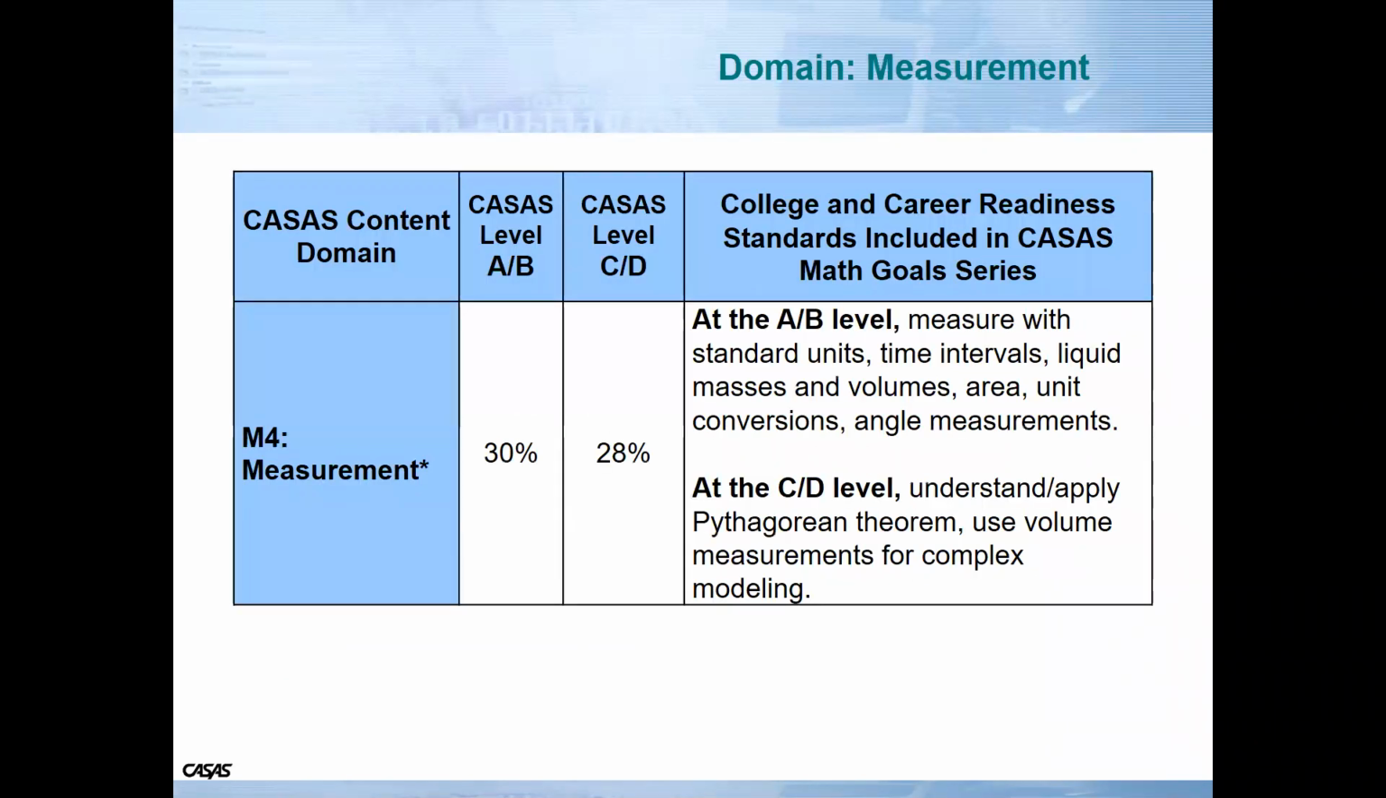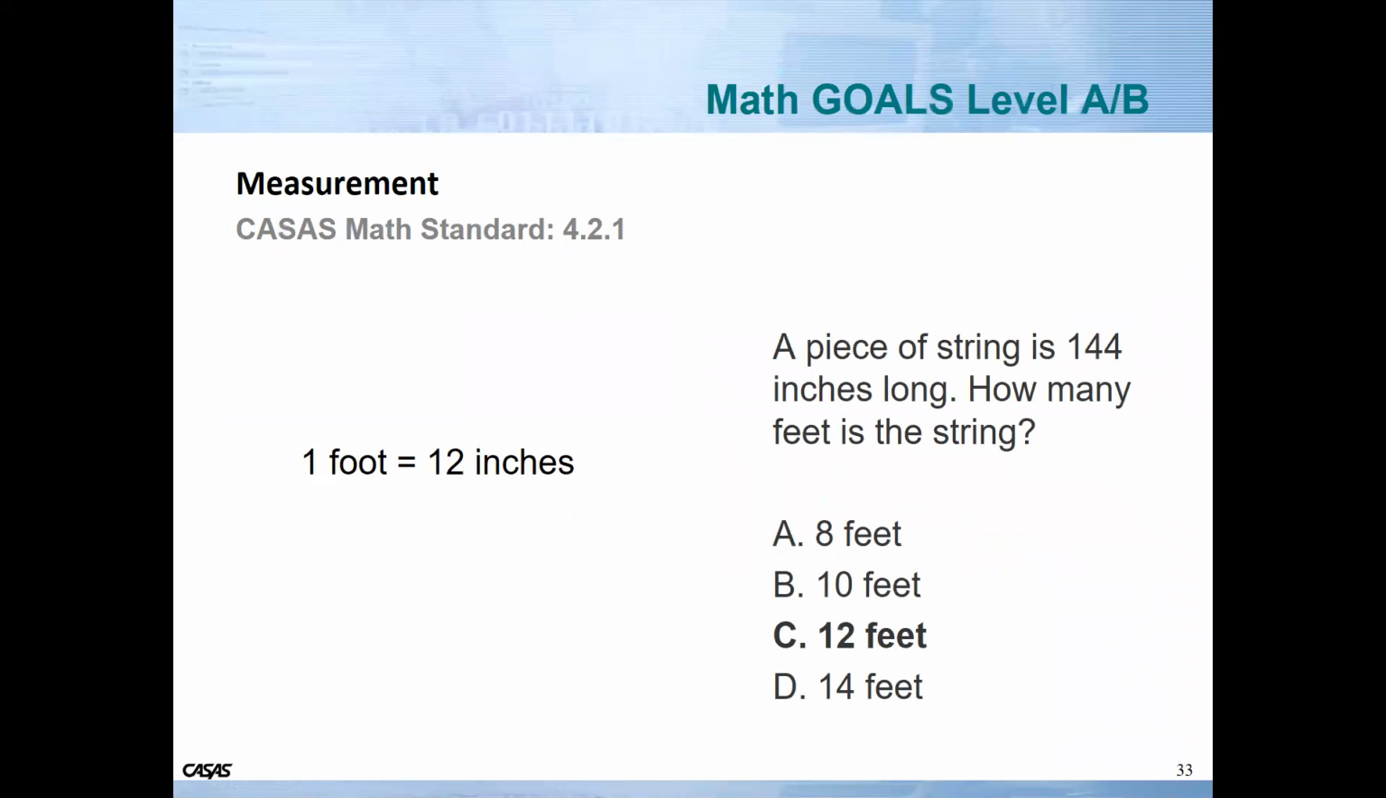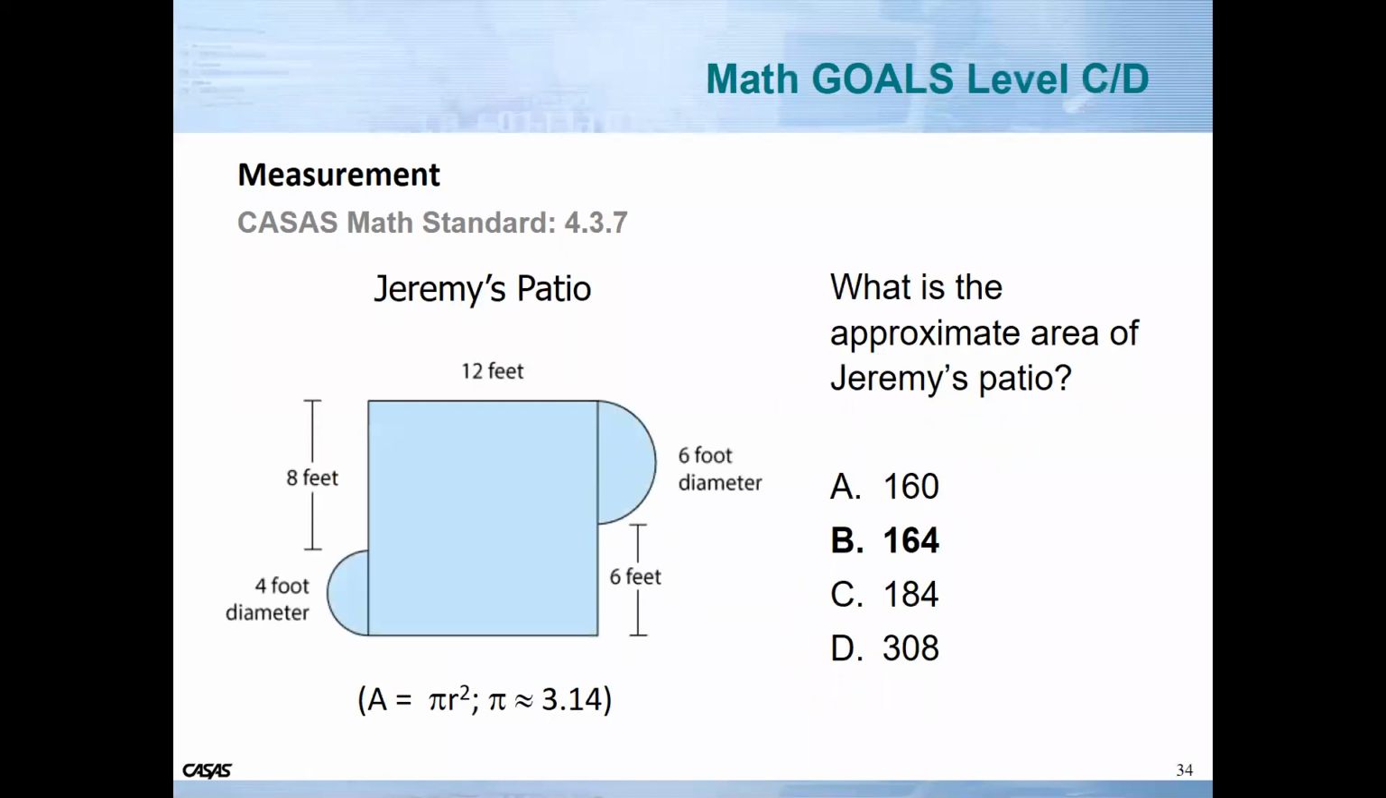Then in measurement, and here's an AB question, understanding about feet and inches. And here's a more complex measurement item that has a complex figure where you need to be able to calculate the approximate area of Jeremy's patio. The formula is provided at the bottom.